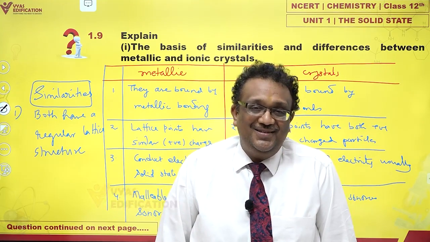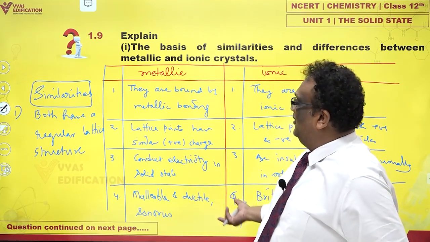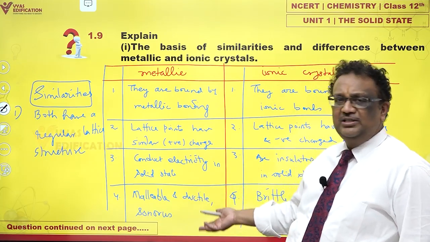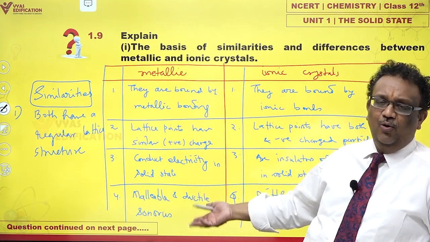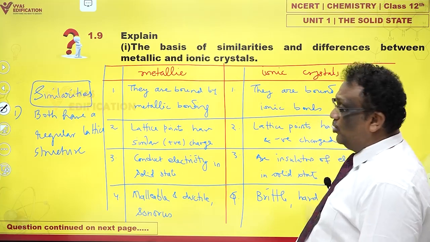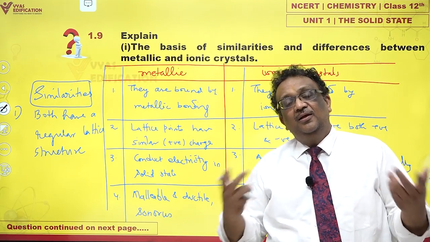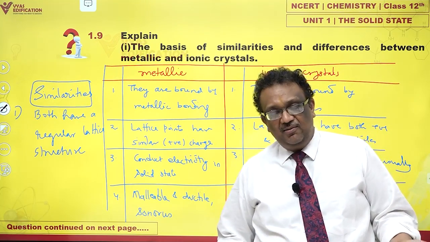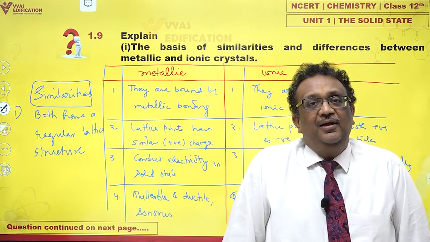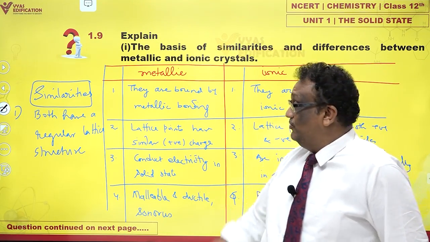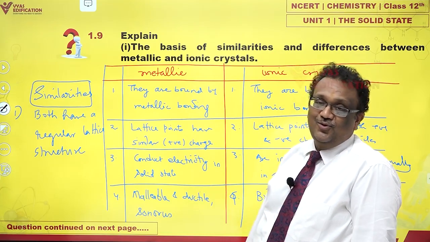So yes, these are the distinctions, and you could give examples: metallic solids like iron, cobalt, nickel, gold, any metal. And ionic solids like NaCl, RbCl, KBr, CaSO4, all these. So I have given you six points of distinction between metallic and ionic solids.